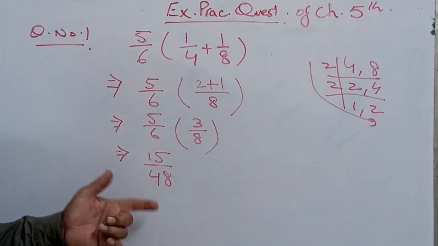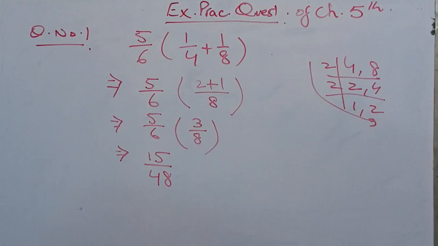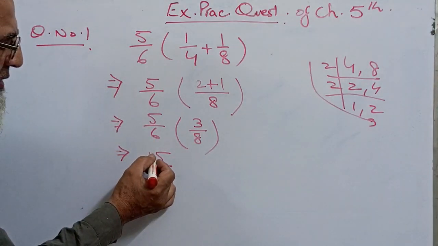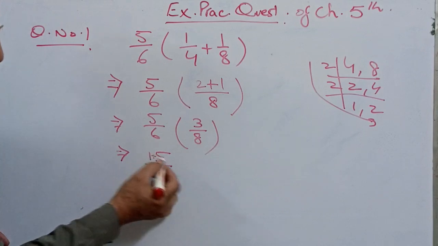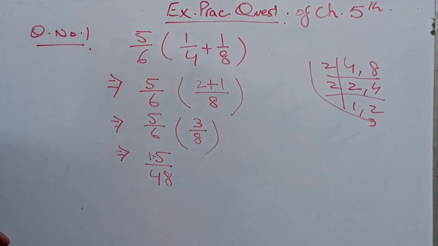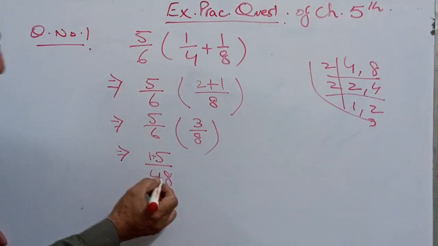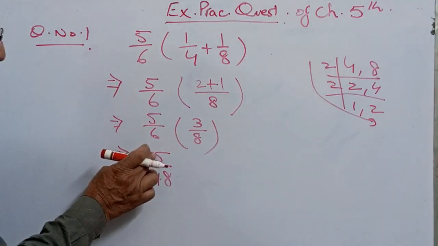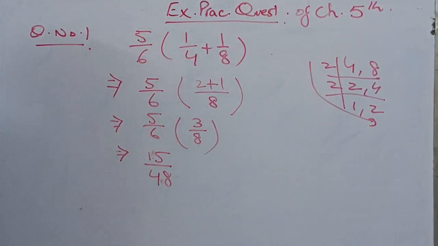Now my dear students, can it be divisible with any number? Yes, it is divisible by 3, because I told you once that if I add the digits of the number, 1 plus 5, it is 6. This is divisible by 3. And if I add 4 plus 8, it will become 12. It is again divisible by 3. So this 15 and this 48 is divisible by 3.